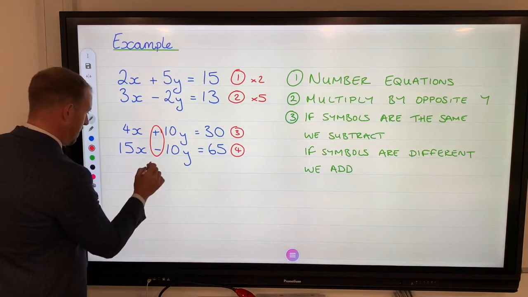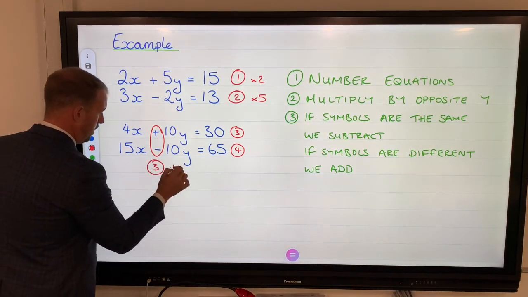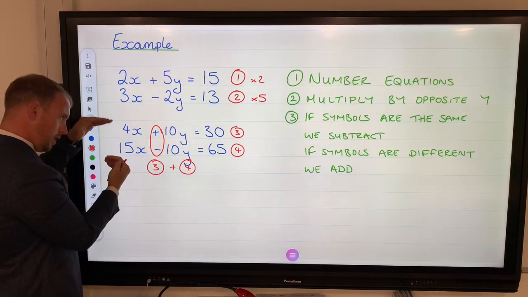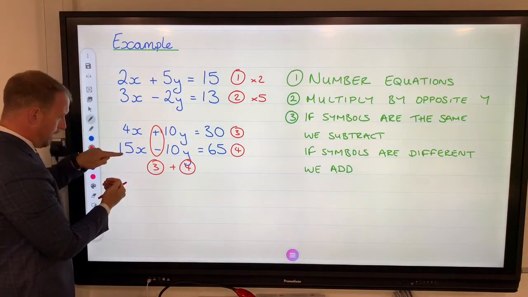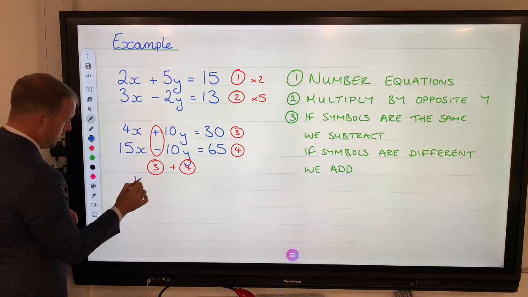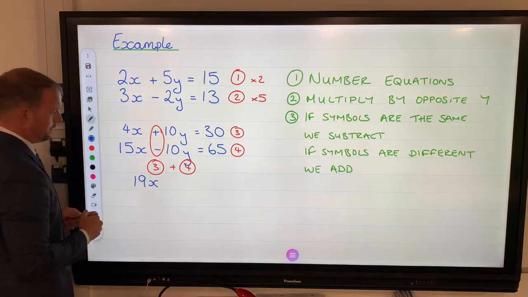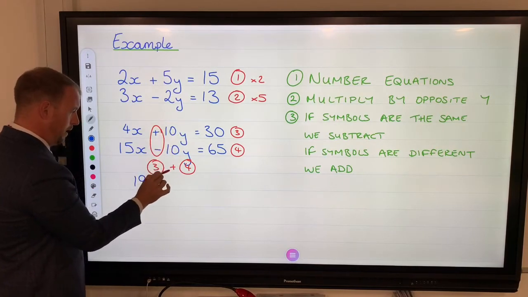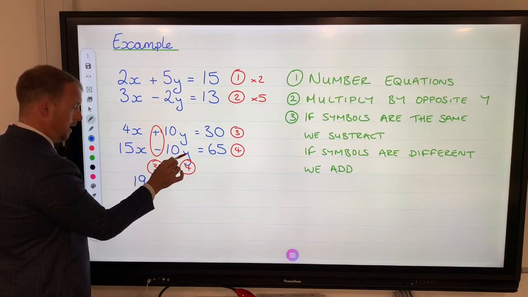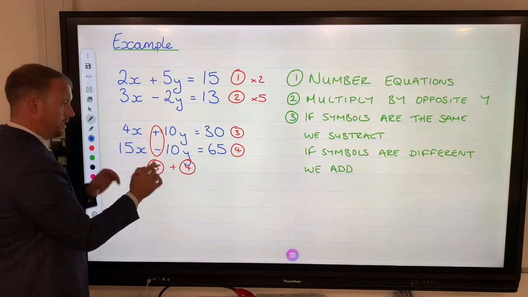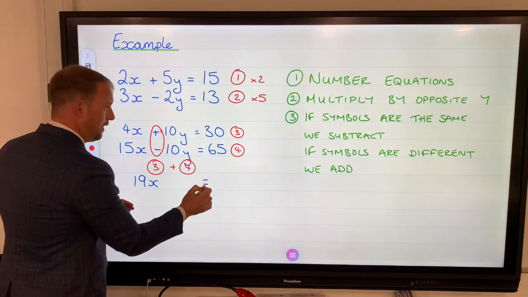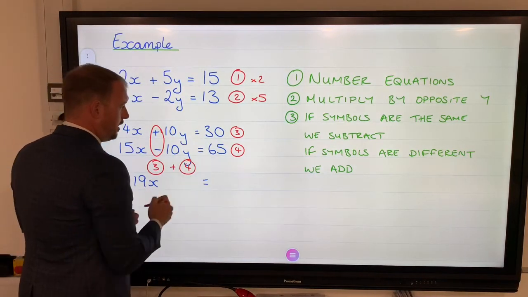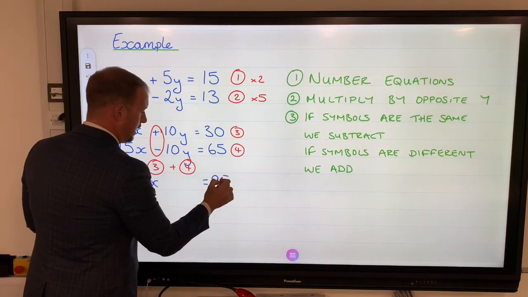So I'm going to show my exam. I'm going to do equation number 3, add equation number 4. So I'm going to add these together like the column method. So I've got 4x plus 15x is 19x. These disappear because 10y plus negative 10y, therefore it eliminates. And that's how these steps work every single time. 30 plus 65 is 95.